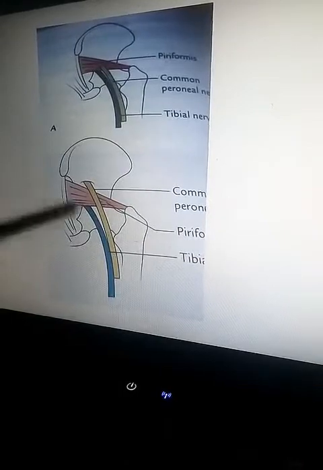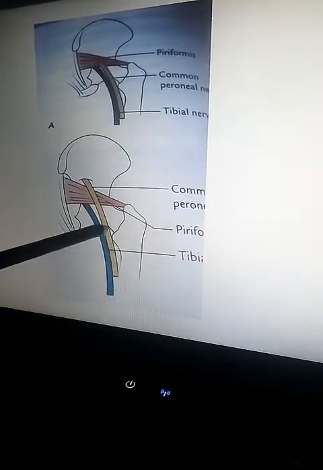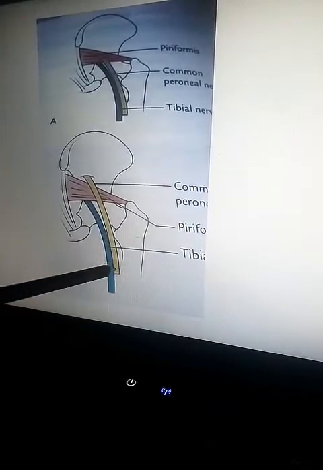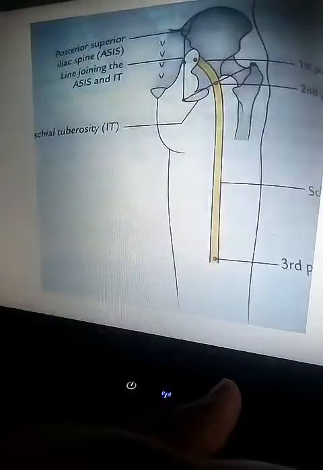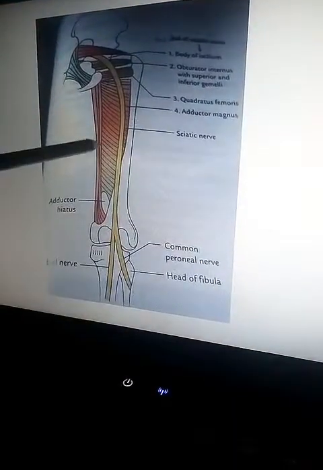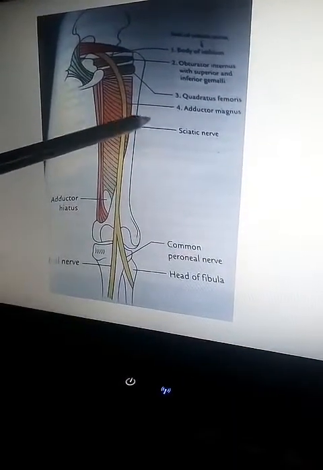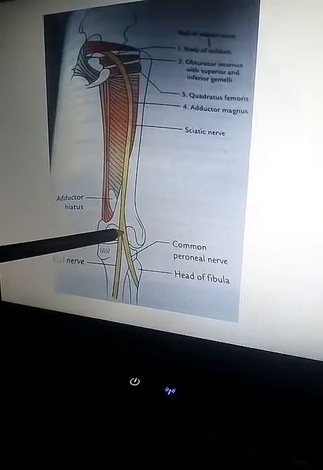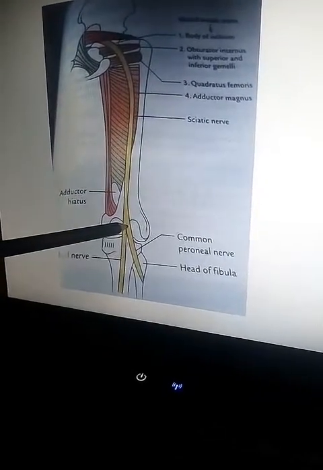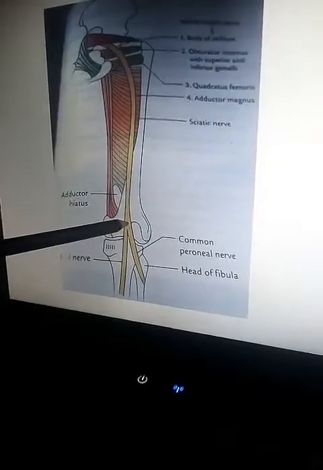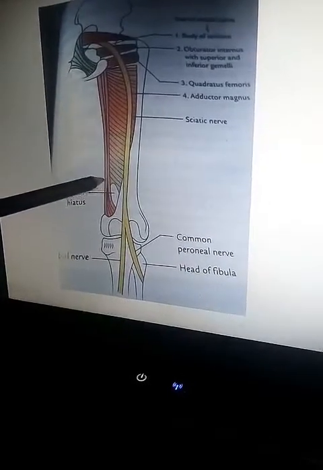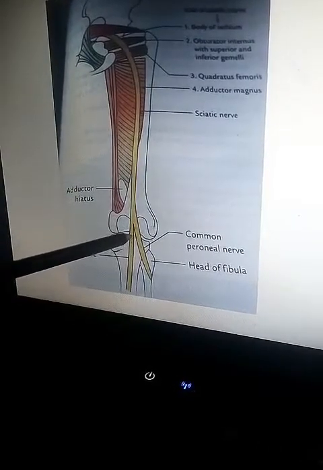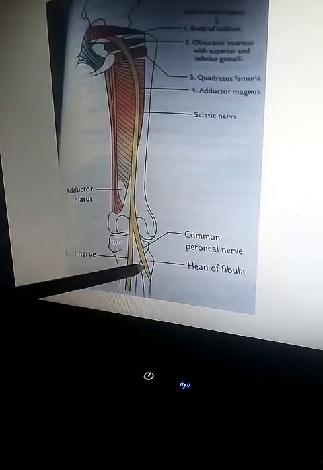It enters the back of the thigh at the lower border of the gluteus maximus and runs vertically downwards just above or at the superior angle of the popliteal fossa, at the junction of the upper 2/3 and the lower 1/3 of the back of the thigh. It divides into two terminal branches, that is the tibial nerve and common peroneal nerve.